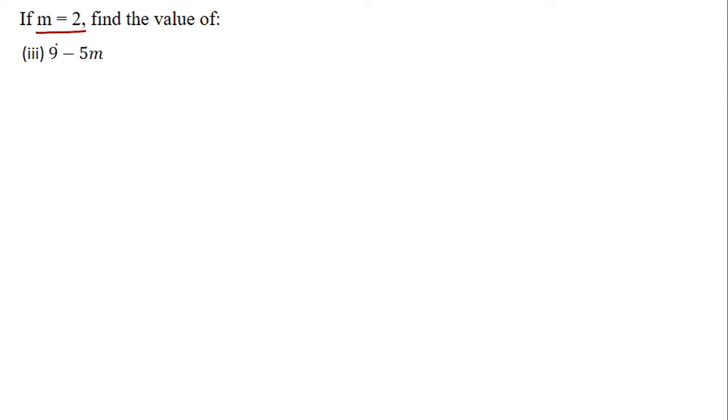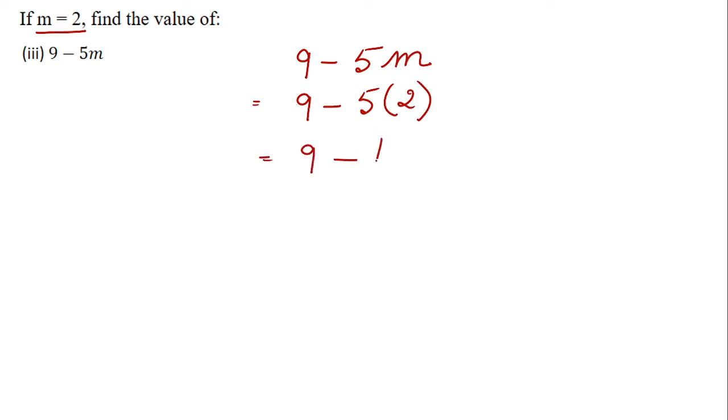If m is equal to 2, find the value of 9 minus 5m. So that's equal to 9 minus 5 into m is 2. So 9 minus 5 2s are 10. So we have plus 9 and minus 10, two different signs. If there are two different signs, put the bigger number's sign. Bigger number is 10, put its sign, minus. 10 minus 9 is 1. So the answer is minus 1.